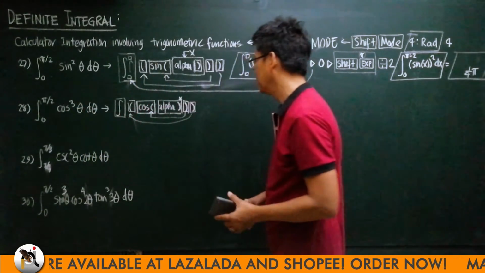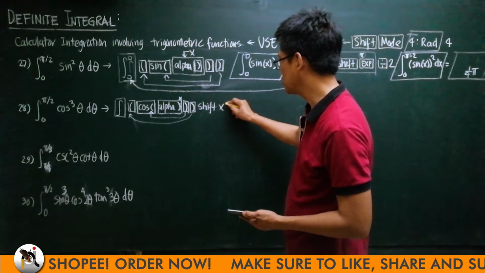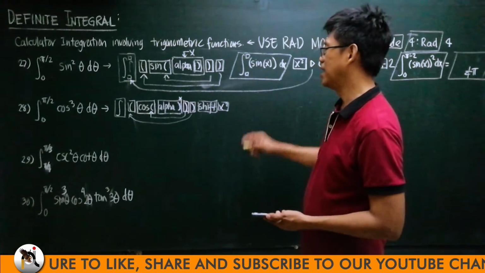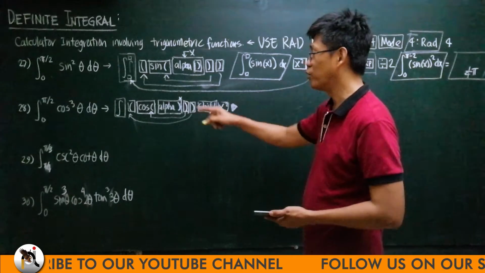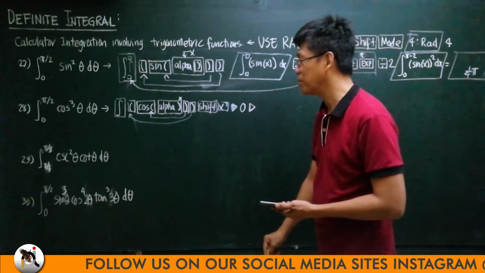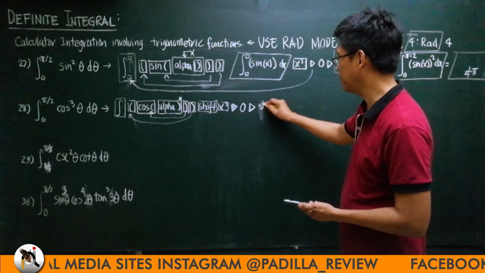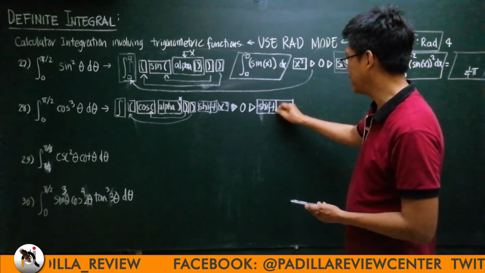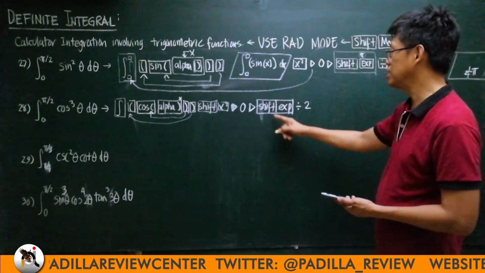So you cube it. Cube is shift x squared key. Okay? This is for the cube. Then you press right arrow key for the lower limit, 0. Right arrow key for the upper limit. Then pi. Pi is shift exponent. So this is the key for pi. Then divide by 2. That is pi over 2.